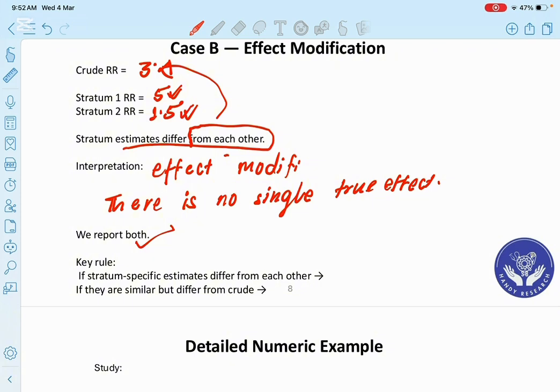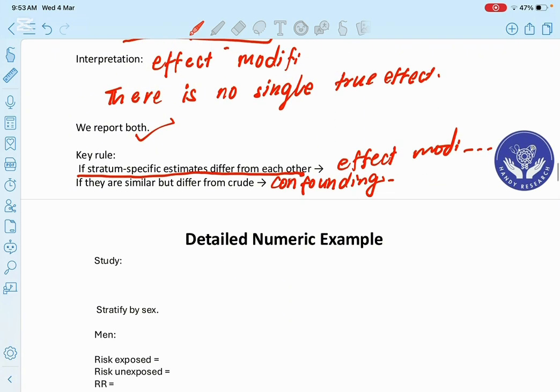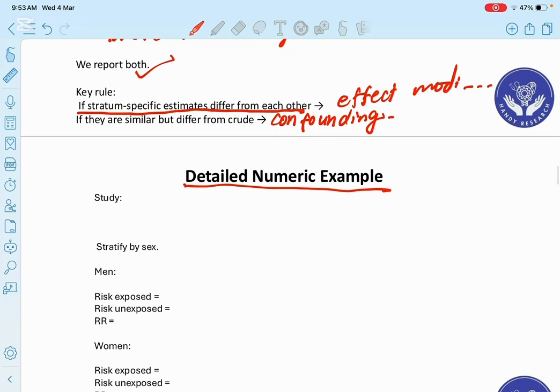What's the key rule here? If the stratum-specific estimates differ from each other, that is effect modification. And if they are similar but differ from the crude, then it is confounding. Did you get my point? Now let's go through a detailed numeric example. Again, let's change the example.